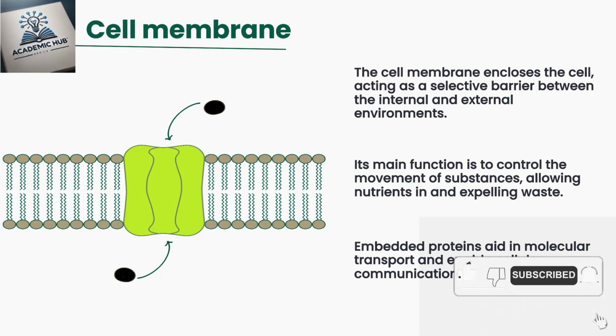Next are the cell adhesion molecules. These are proteins embedded in the cell membrane that are involved in binding cells to each other and to the extracellular matrix. This adhesion is crucial for the formation of tissues and organs, as well as for maintaining the structural integrity of the body. For example, cadherins are a type of cell adhesion molecule that plays a significant role in the formation of tissues during embryonic development and in maintaining the structure of adult tissues.